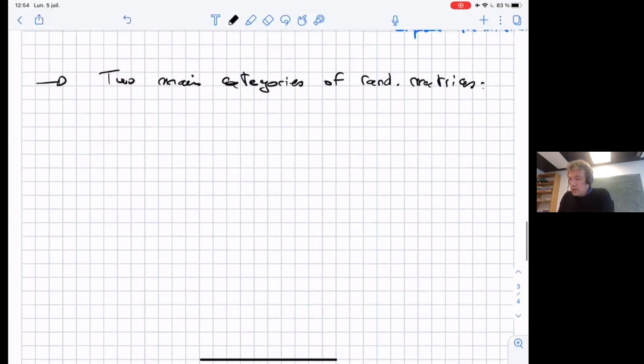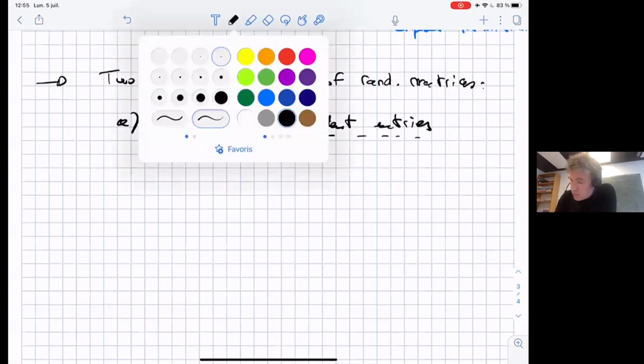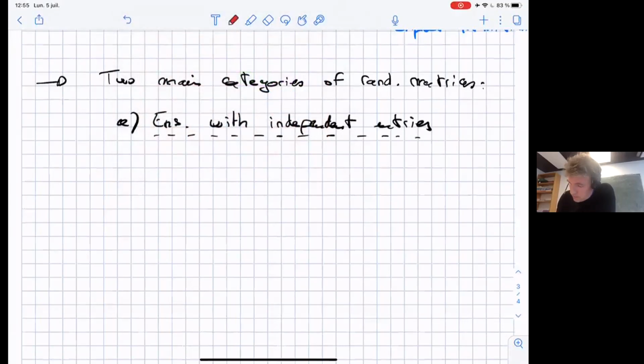So the first ensemble that I would like to discuss, and which is maybe the most natural one that you can think of, is simply ensembles with independent entries. Independent, but respecting, of course, the symmetry, right? That they are real symmetric or Hermitian. And this is what we usually call Wigner matrices, because that's actually the matrices that Wigner introduced himself.